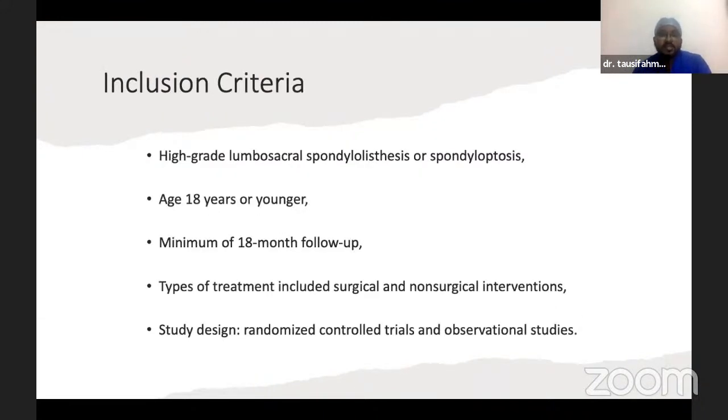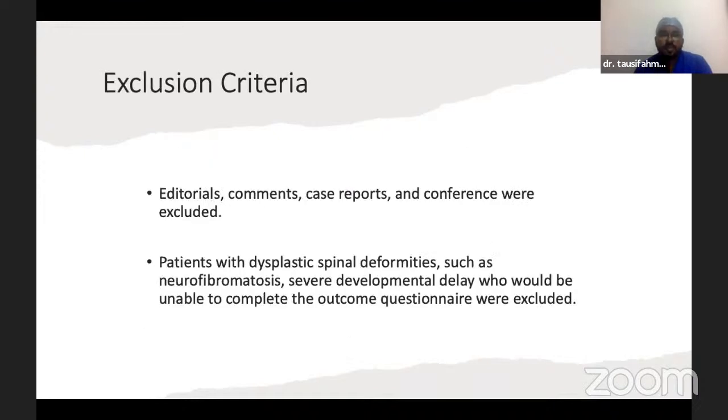The inclusion criteria for this study were high-grade spondylolisthesis or spondyloptosis, age 18 years or younger, and minimum 18 months of follow-up. The types of treatment included were surgical and non-surgical intervention, and the study designs included randomized controlled trials and observational studies. Editorial comments, case reports, and conference abstracts were excluded. Patients with dysplastic spinal deformity, such as neurofibromatosis, or severe developmental delay who would be unable to complete the outcome questionnaire were excluded.